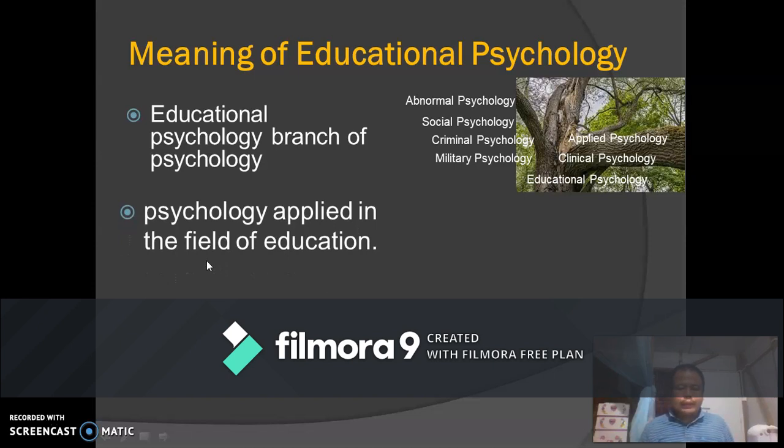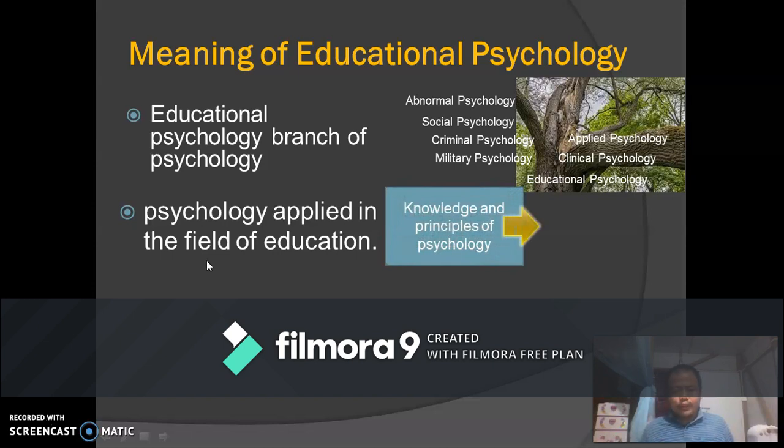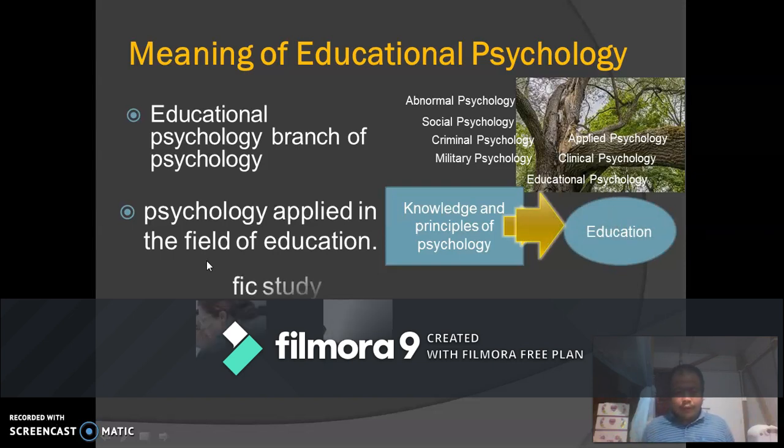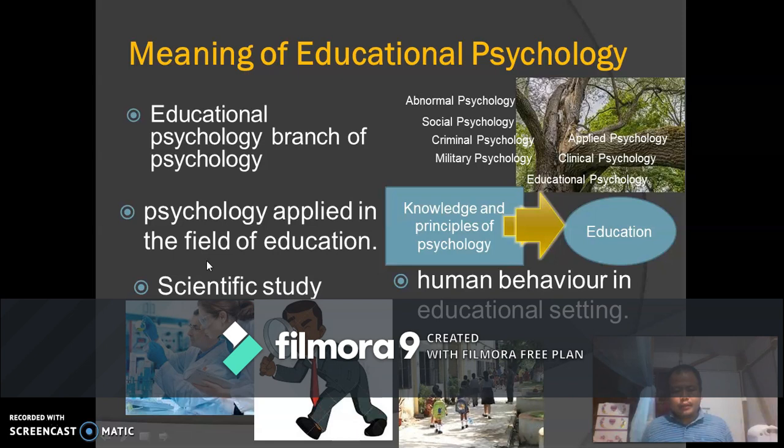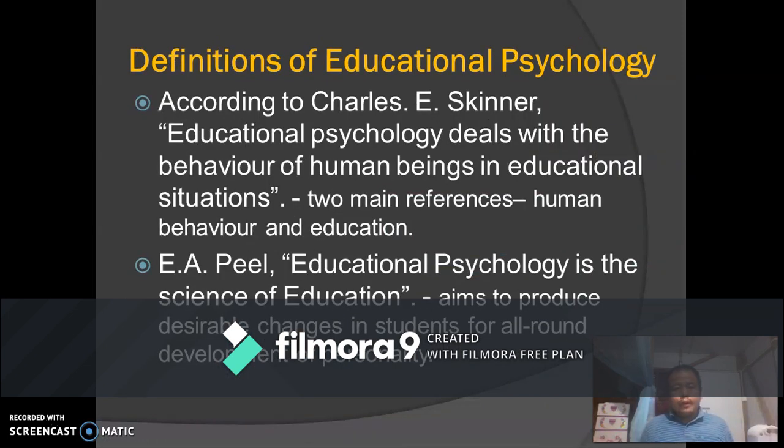Educational psychology, secondly, is the application of knowledge and principles of psychology in the field of education for achieving educational goals efficiently. Thirdly, educational psychology means the study of human behavior in the educational settings. Now let us try to see the definitions of educational psychology. According to Charles E. Skinner, educational psychology deals with behavior of human beings in educational situations.